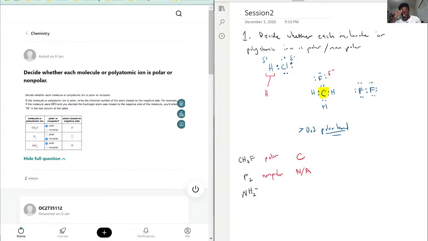Now for the last one, NH2 minus. Okay, so for this one, let's just do a quick recap. Nitrogen has 5 valence electrons, and each hydrogen has 1 valence electron. But there is a minus sign, meaning that we have 1 extra electron to work with. So 5 plus 2 hydrogens, plus that 1 more electron. In total, we're working with 8 electrons. And if we drew it out, it would look something like this. That would be NH2 minus.